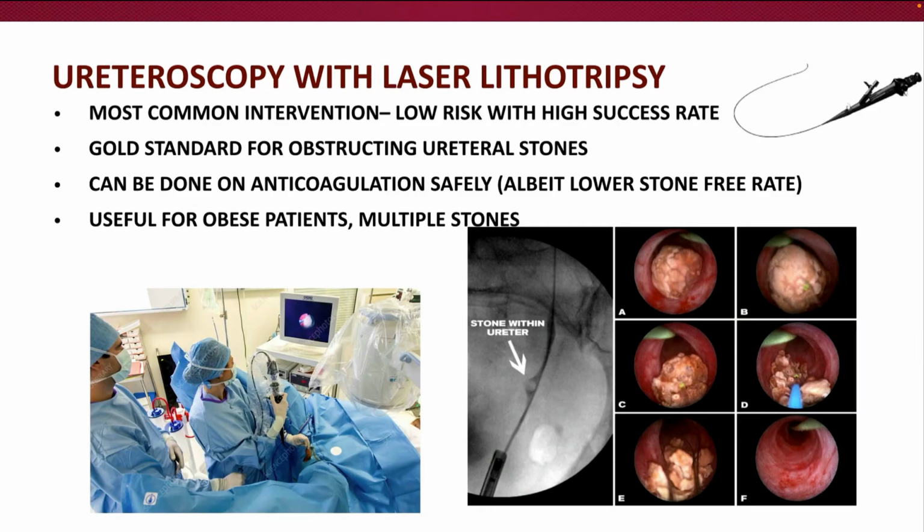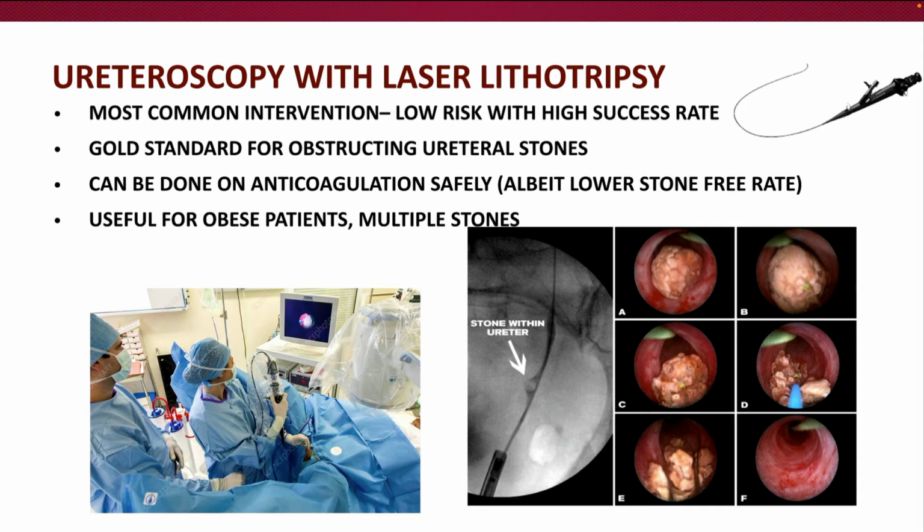Okay, ureteroscopy. So this has by far become the most common intervention. It's very low risk with a super high success rate, which is why it's kind of supplanting shockwave. It's the gold standard for obstructing ureteral stones. The success rate of removing an obstructing ureteral stone with ureteroscopy is above 95%. It's really high. You can also do ureteroscopy on anticoagulation. It is a little lower stone free rate, especially if they have a larger stone burden, because you could run into bleeding and not see the fragments. You can miss them, but it's safe.